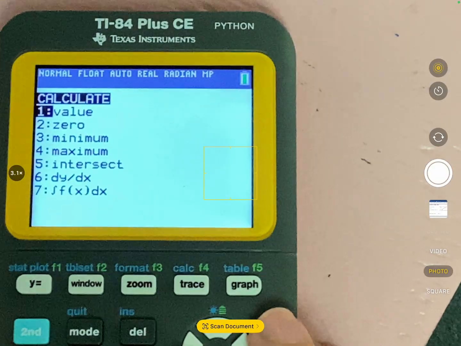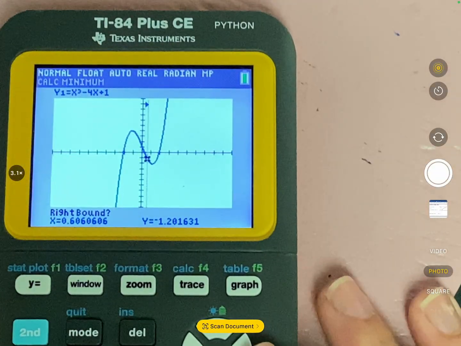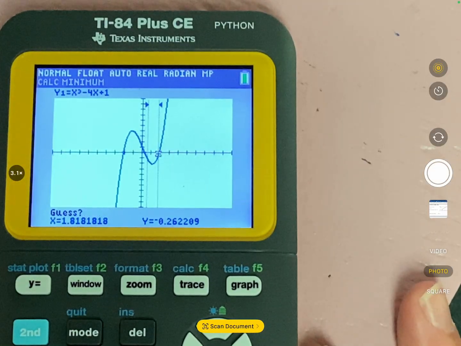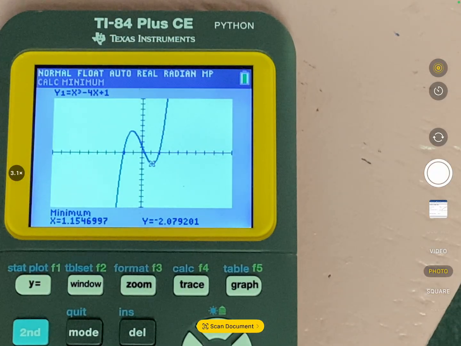All right, second trace, and then we're going to do the same thing, but we're going to do the minimum. So I'm going to move my little guy over here to the left, move it over on the right side of the minimum, and then enter for the guess. And then same thing, you would either round or truncate those numbers, but you do need 3 numbers after the decimal.